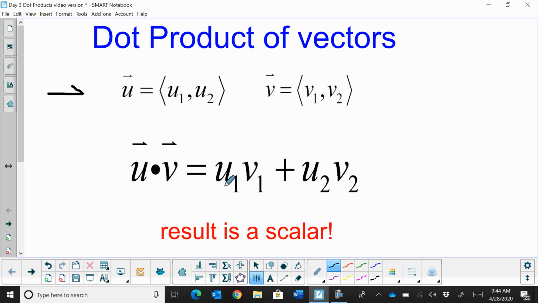Now, when we take the dot product, we're going to see the symbol with a dot in the middle. We take the first components and multiply those together, and then add to that the product of the second components. The result is actually a scalar. We're going to get a constant as a solution. So there's going to be a number, not a vector.